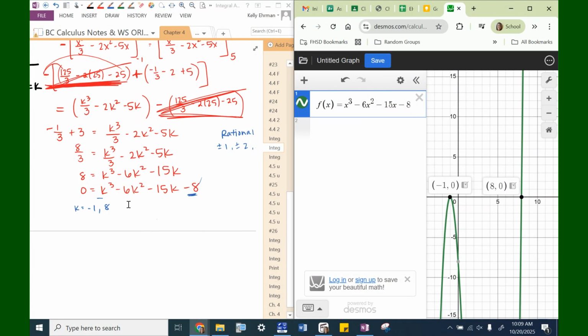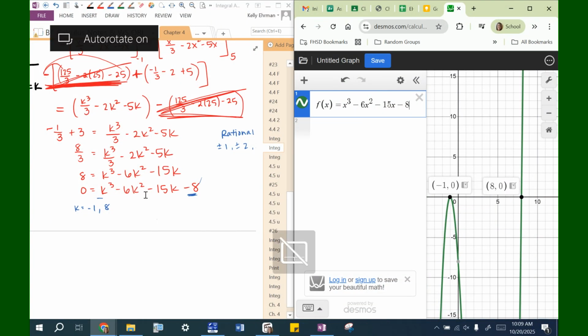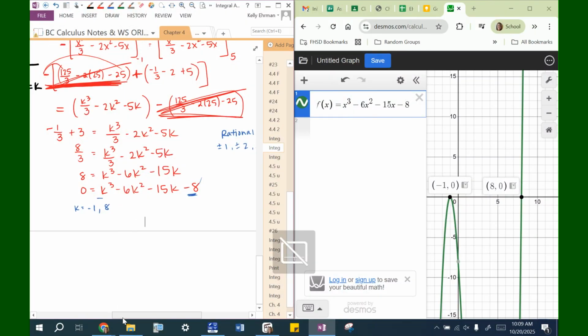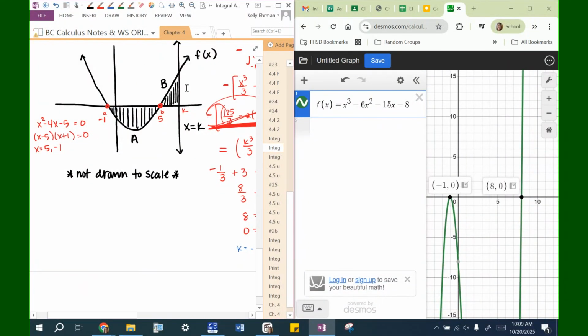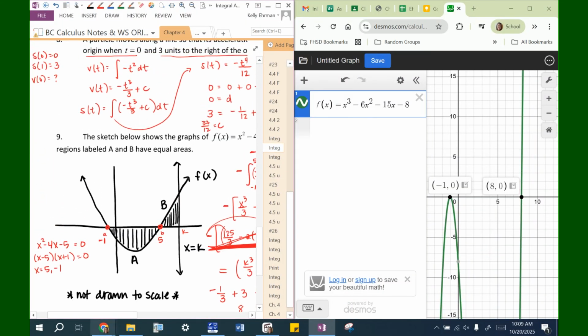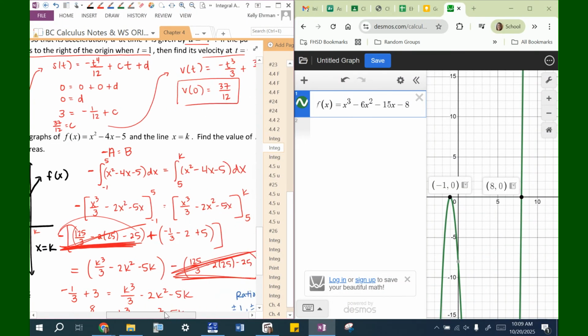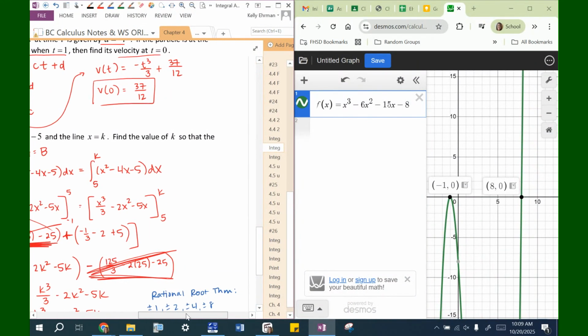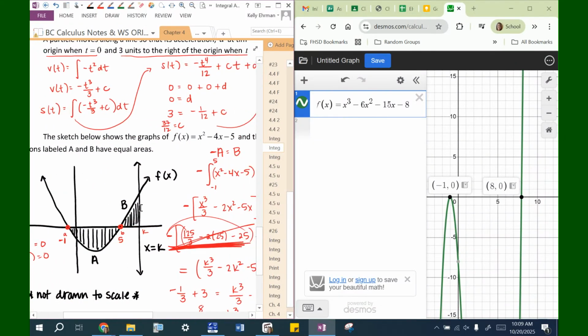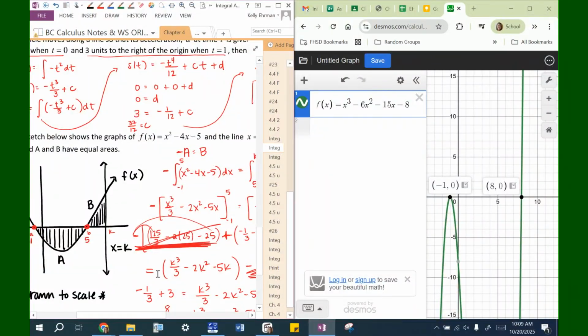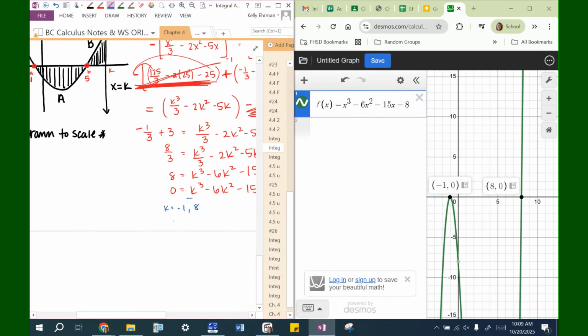Okay, now are both of those possibilities, -1 and 8? So -1 is one of the zeros. So A and B would have the same area if k is just A. Well, that's not really what we're looking for because it says, I think, find the value of k so that they have equal areas. I think we're looking at k needing to be to the right of B. So let's say k equals 8 is our only option.